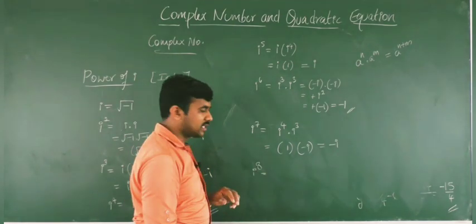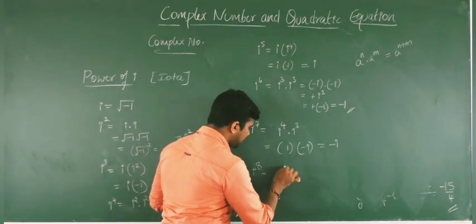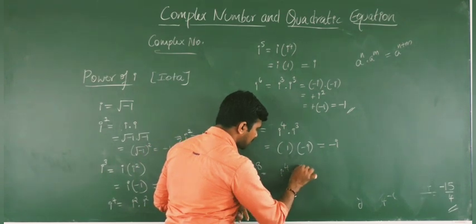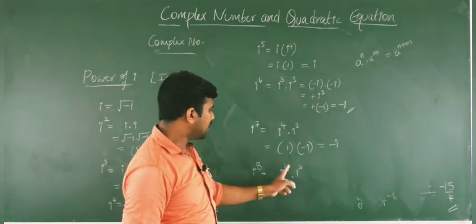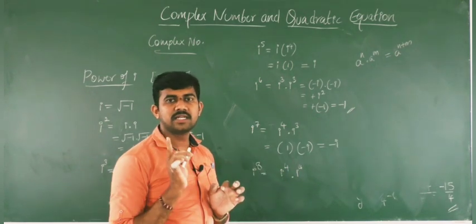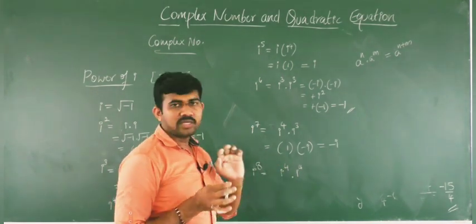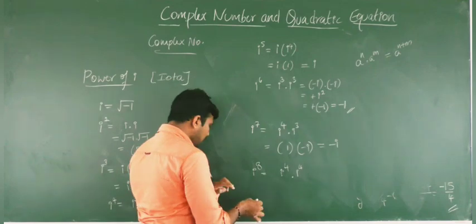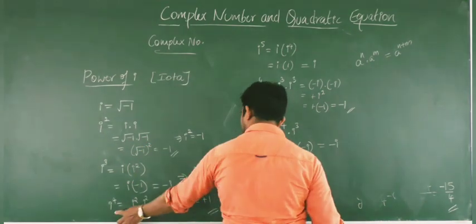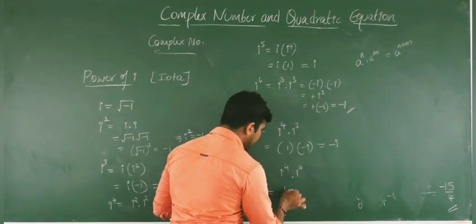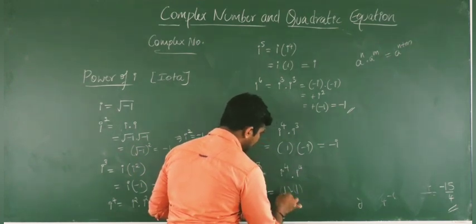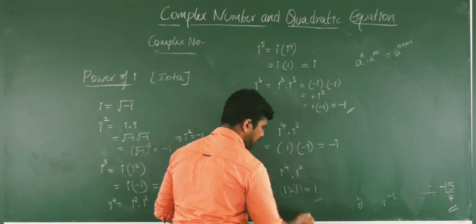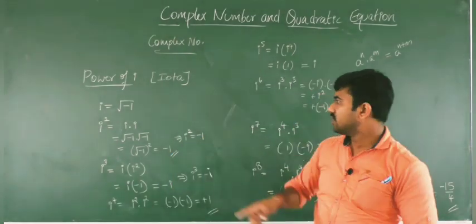i to the power 8 is nothing but i to the power 4 into i to the power 4. i to the power 4 into i to the power 4 means i to the power 4 plus 4, that is nothing but i to the power 8. But i to the power 4 value we know, that is nothing but 1. Again i to the power 4 is nothing but 1. 1 into 1 is nothing but what? 1 itself.